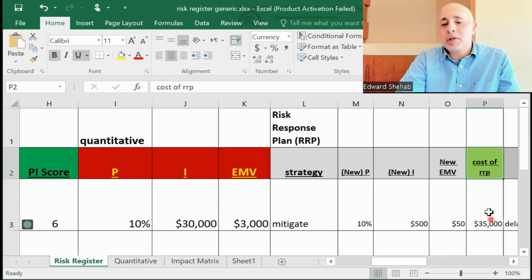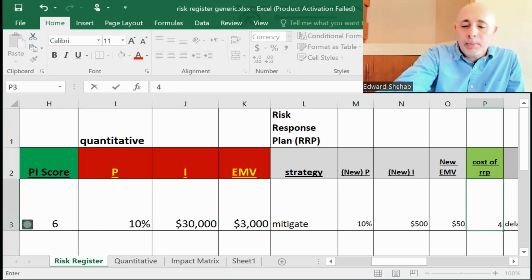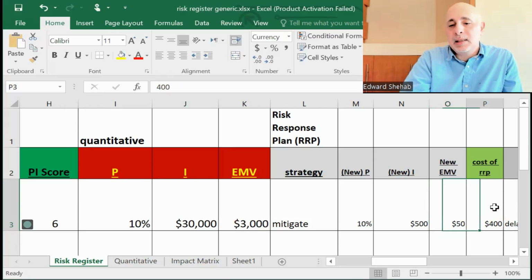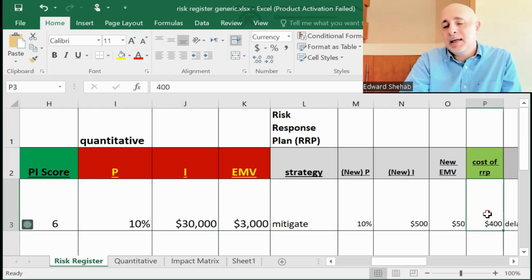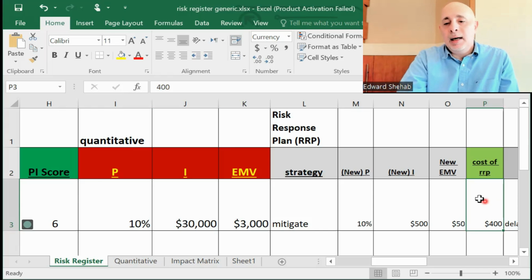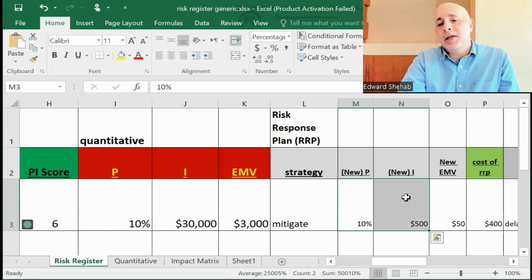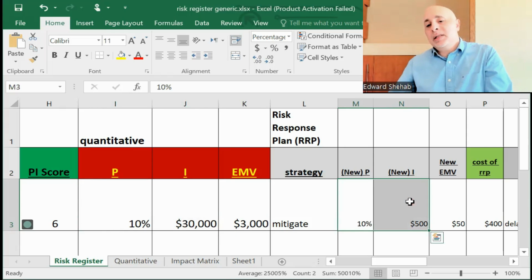Cost of risk response. This says $35,000. Obviously, that's not realistic. It could be something like maybe $400 or something, because you have to size it up, right? Whatever the risk is, you're going to pay a percentage of that as a cost of treating it. You're not going to pay more than what the risk is. So the risk response is commensurate with the impact, right? So if you are tracking quantitative, then you want to see post-mitigation. What is my new reduced level of risk?